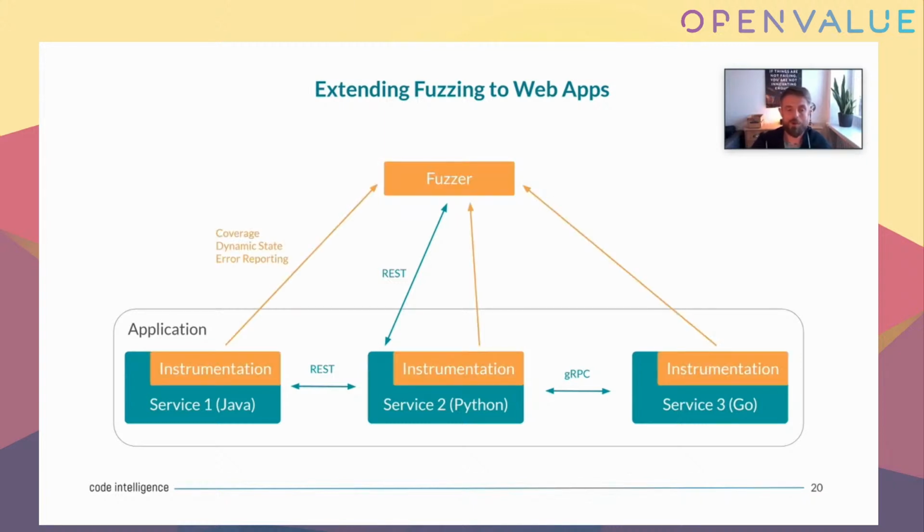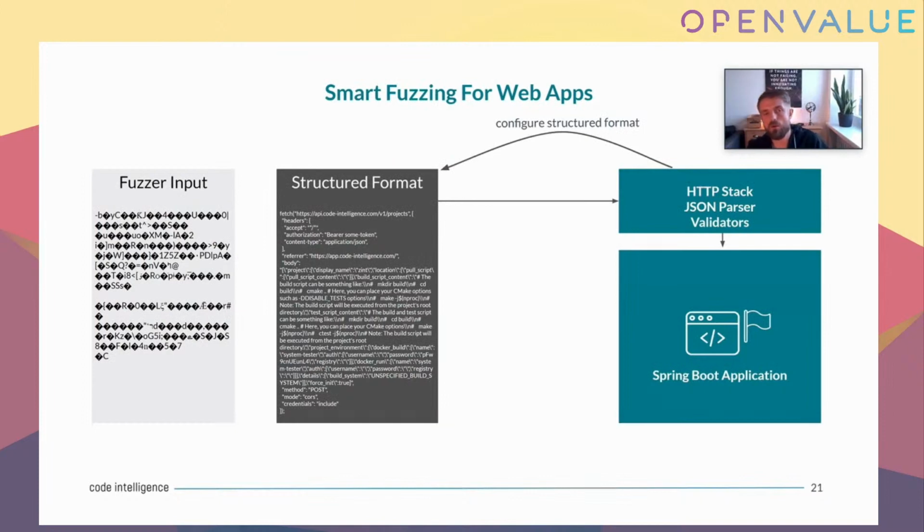So what we are offering is that you are able to instrument the code automatically, even though it's deployed somewhere inside Docker or Kubernetes. And you can collect all the coverage from the single microservices in the fuzzer and give all the feedback. With that, we collect the coverage information, all the dynamic states, what is happening there, and get some kind of error reporting. So imagine that you have some kind of smart fuzzing for web applications.